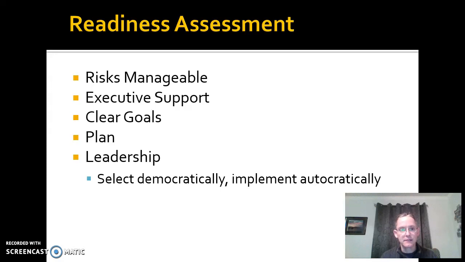Readiness assessment means you go in and you say, look, are the risks manageable? Does it have executive support? Do we have clear goals? Do we have a plan? Do we have good leadership? The things that we talked about in that first presentation this week, where we said, here are the things that make a project successful, we want to make sure they're covered here in the business case. So those are the things you've got to make sure of. If you've got these things in there, then you've got a strong case. And that's what we have for business case.